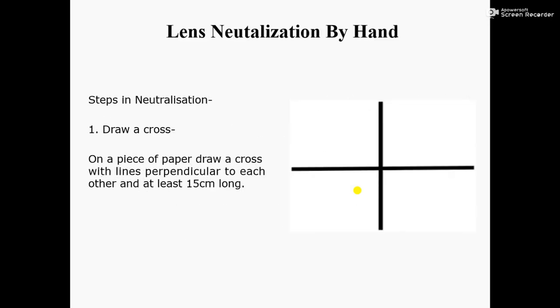Next, steps in neutralization. Number 1, draw a cross line. On a piece of paper, draw a cross with lines perpendicular to each other and at least 15 centimeters long. See the diagram. Like that we will make cross lines and put them at least 15 centimeters away.